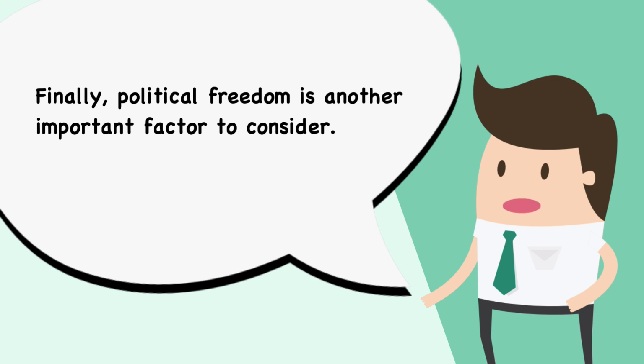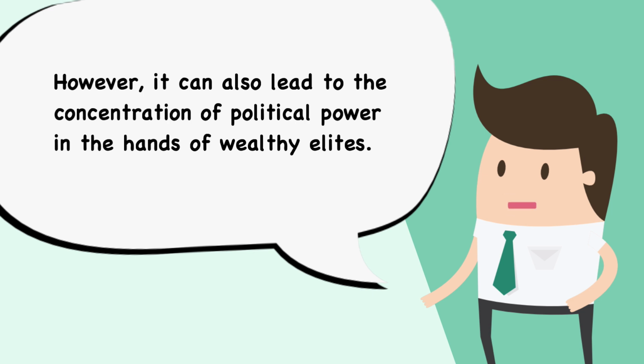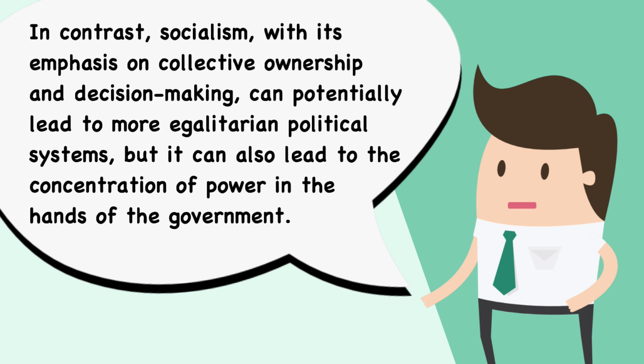Finally, political freedom is another important factor to consider. Capitalism, with its emphasis on individual liberty and property rights, can provide a fertile ground for political freedom and democracy. However, it can also lead to the concentration of political power in the hands of wealthy elites. In contrast, socialism, with its emphasis on collective ownership and decision-making, can potentially lead to more egalitarian political systems, but it can also lead to the concentration of power in the hands of the government.